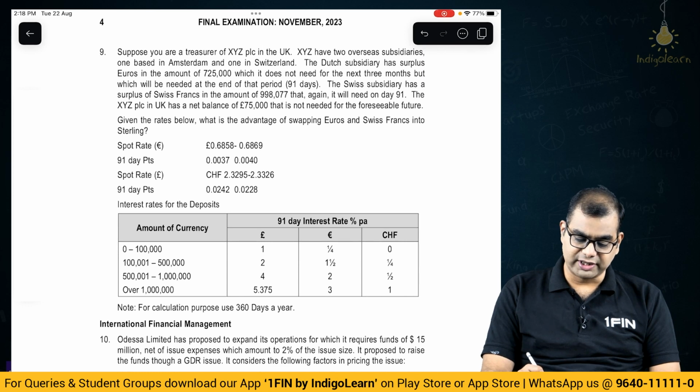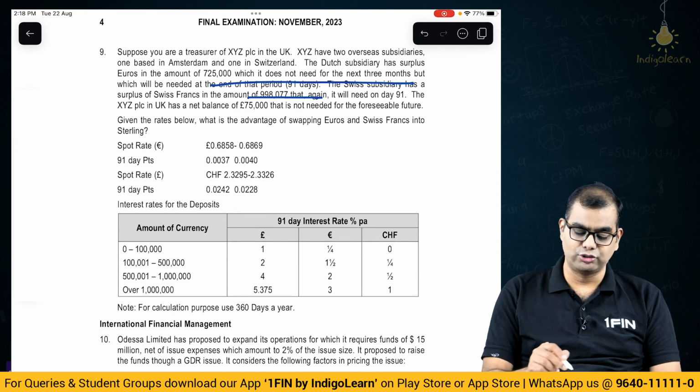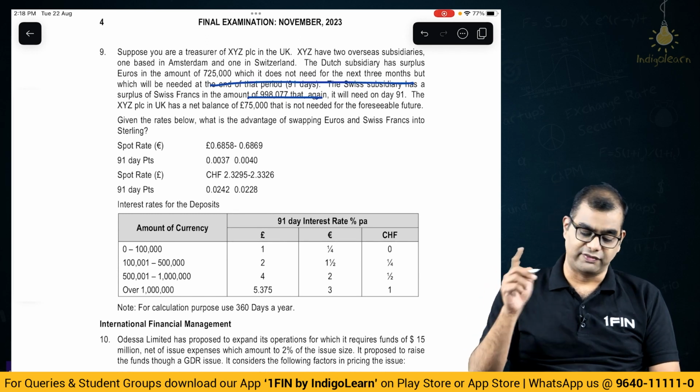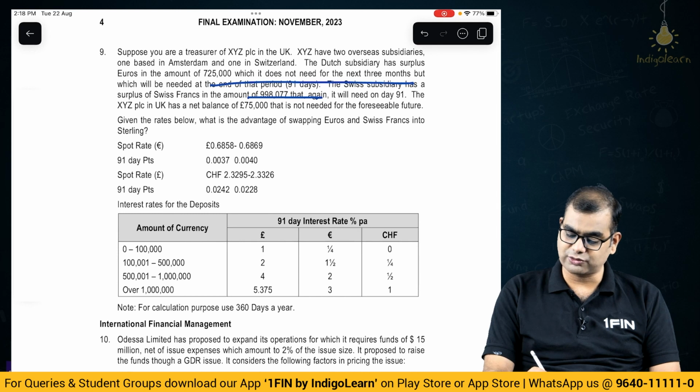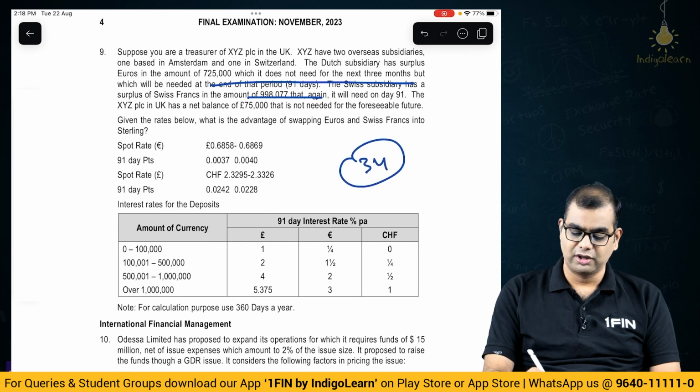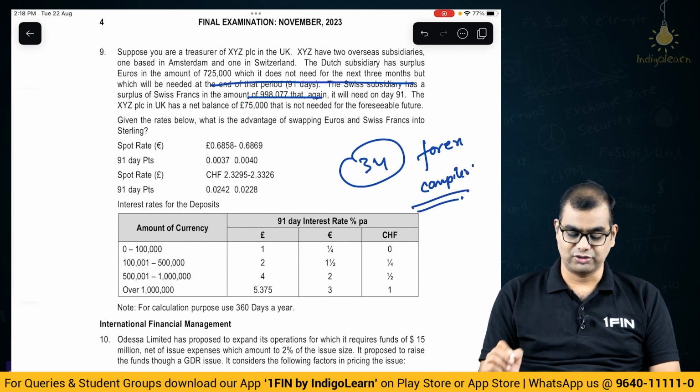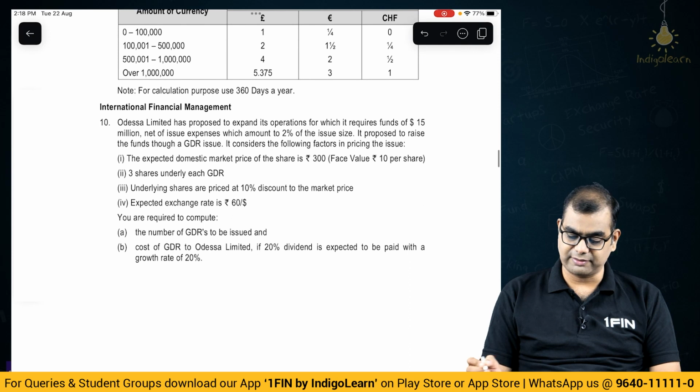You have a Dutch subsidiary which has surplus in euros. It does not need it for 3 months, and it will be needed at the end of that period, after 91 days. What should you do? How much should you deposit, and where should you deposit? We have solved this as question number 34 in the Forex compiler. Same question, by the way. There is no difference.